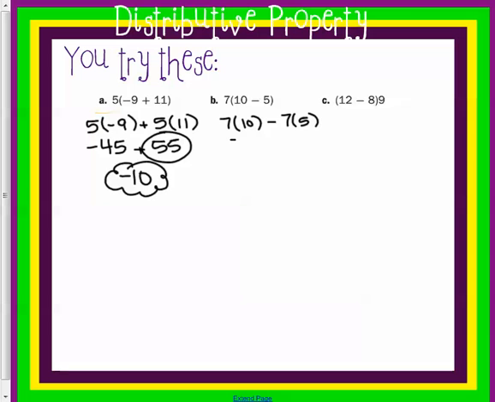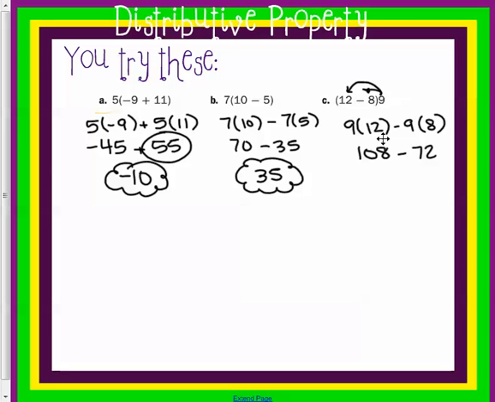Over here, I'm distributing a 7, and I get 7 times 10 is 70, minus 7 times 5, which is 35, and I'm subtracting, and I get 35, and it's positive. Over here, I'm distributing the 9 to the 12 and to the 8, even though it's behind it. So 9 times 12 is 108, 9 times 8 is 72, and I'm subtracting the 72 and I get 36.